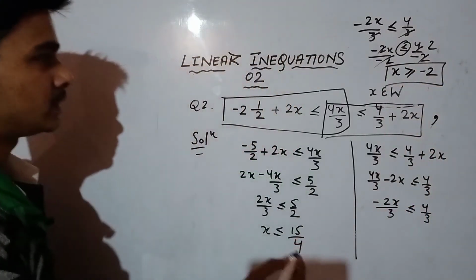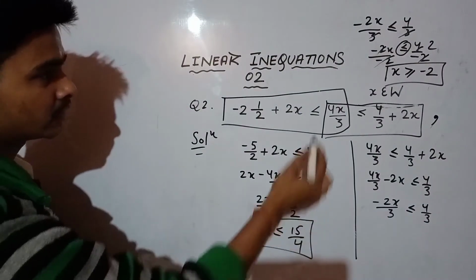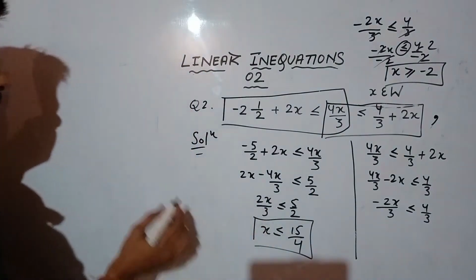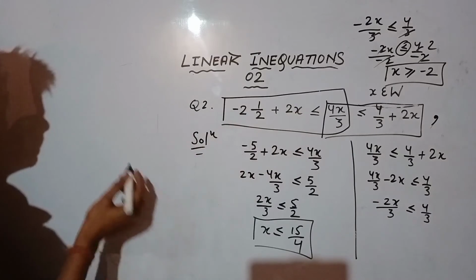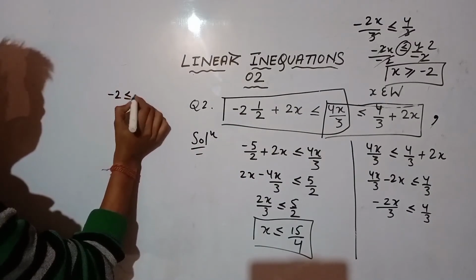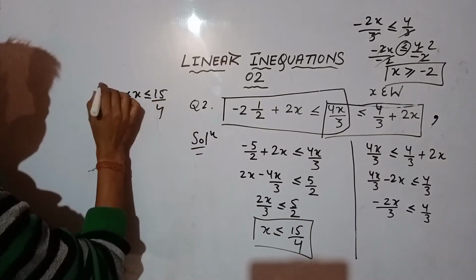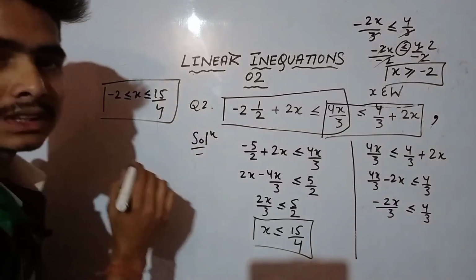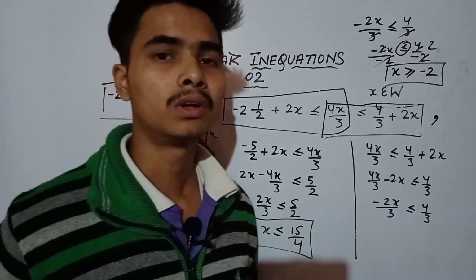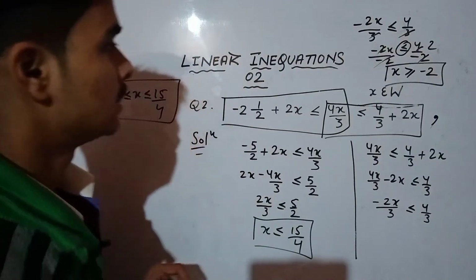So we are left with two conditions. The first condition is here that x is less than 15 by 4, and the second condition is x is greater than or equal to minus 2. So let me write both of them collectively here, that minus 2 is less than or equal to x and x is less than or equal to 15 by 4. Okay, so we are left with this condition, and now I have to plot this on the number line and see how I am going to solve this.